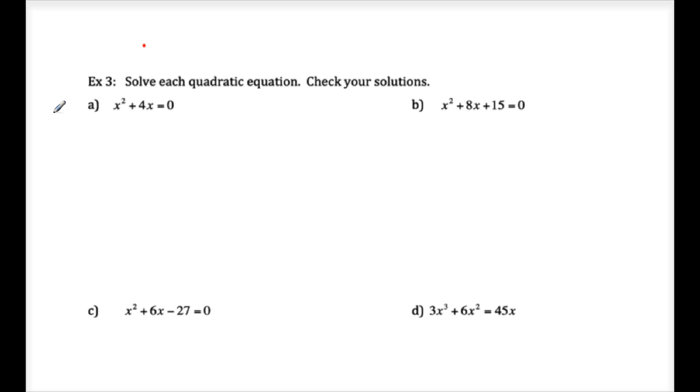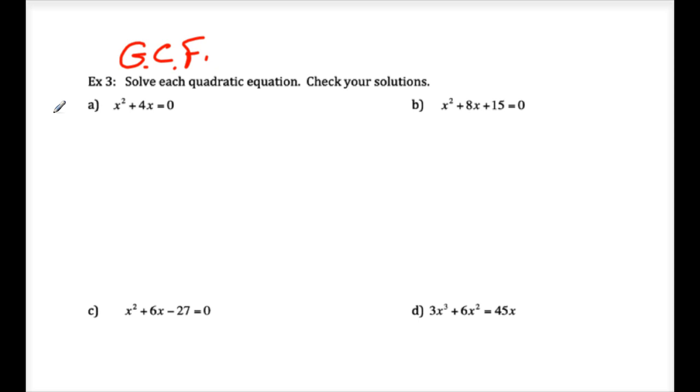Think about if you had that yellow sheet in front of you with the flow chart. What's the first thing it always asks you to do? Is there a common factor? Yes or no? GCF. Is there a GCF for letter A? X.